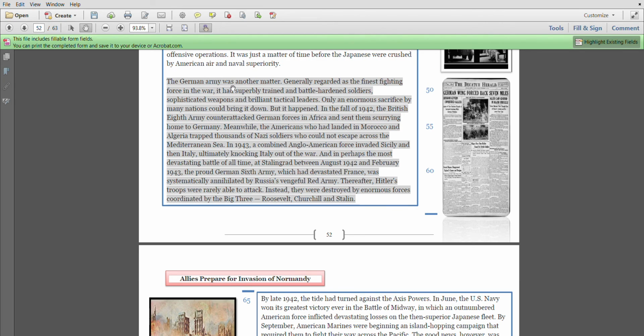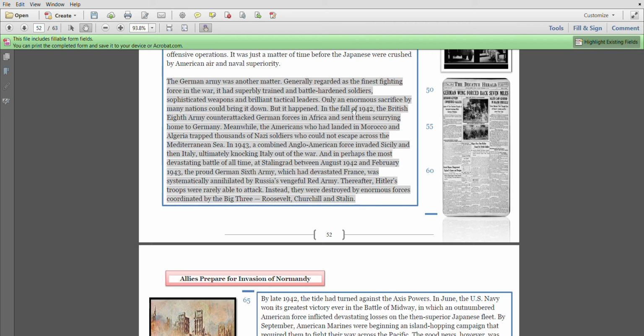The German army was another matter. Generally regarded as the finest fighting force in the war, it had superbly trained and battle-hardened soldiers, sophisticated weapons, and brilliant tactical leaders. Only an enormous sacrifice by many nations could bring it down, but it happened.